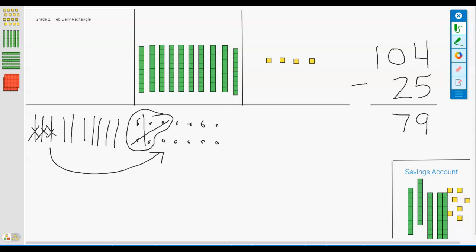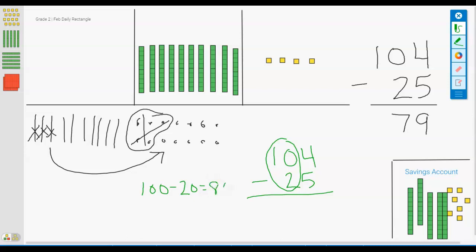You may have been thinking more about your splitting strategy. I'll write our equation again and solve it in a different way. Now, when we think about 104 minus 25, we can think first about our hundreds and tens. We know 10 tens is really 100. And 2 tens is really 20. When we have 100 and we take away 20, we're left with 80.